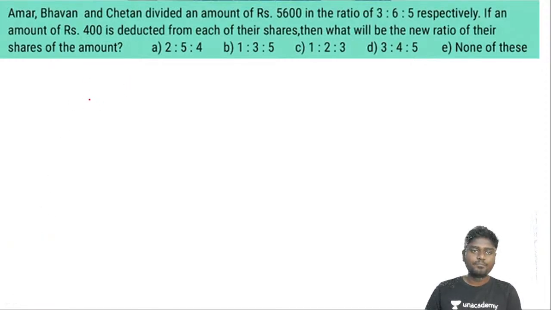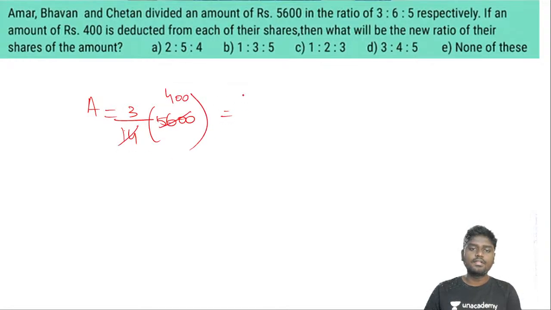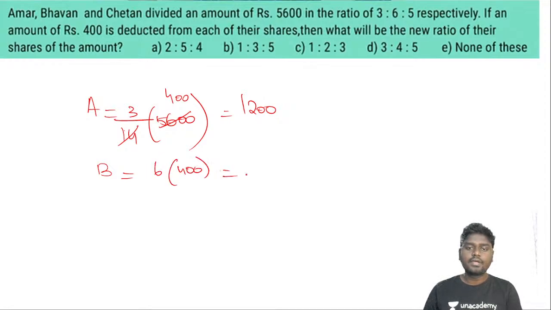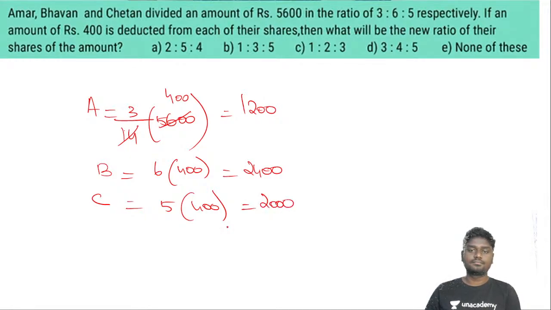What is it exactly for Amar? It's going to be 3 by 14 of 5,600. And this goes exactly 400, and you'll be getting 1,200. For Amar, it is 1,200. And for Bhavan, it's going to be 6 into 400. You get 2,400. And for Chetan, it's going to be 5 into 400. It's going to be 2,000. That's it. You've got the shares, and you try to deduct 400 from each of them.